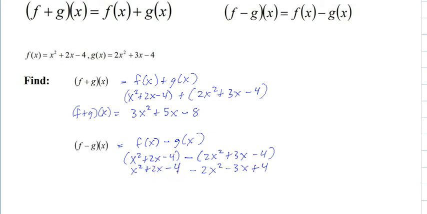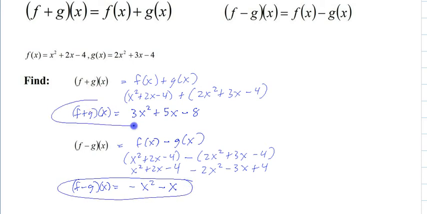and combine like terms. So x squared, that's 1. Take away 2, so we have negative 1x squared. We don't need the 1, so I'm going to get rid of it. And then 2x minus 3x, that's also minus 1x. And then minus 4 plus 4, well, that's 0. And so that is the function f of x minus g of x.